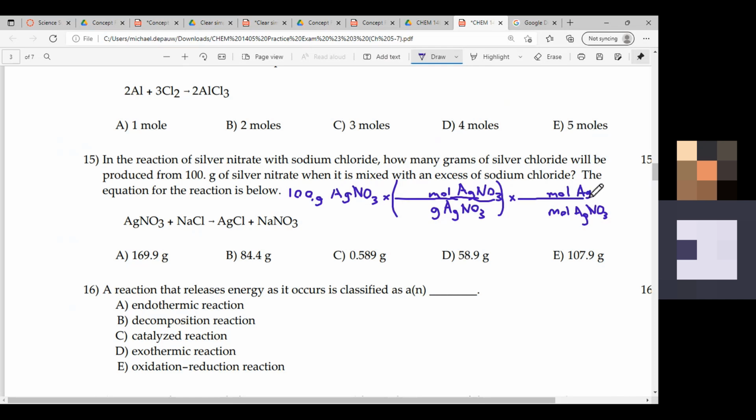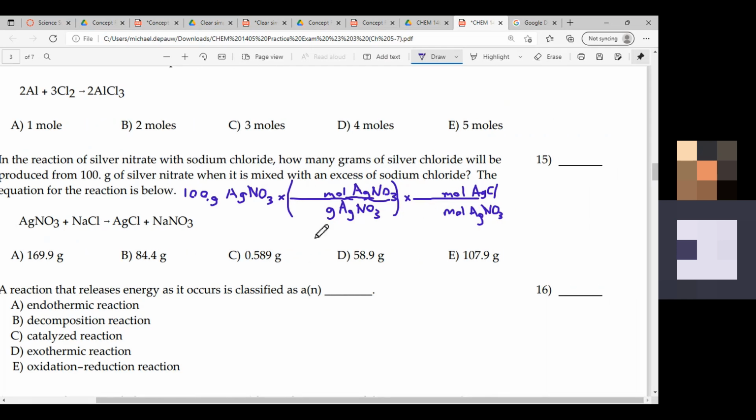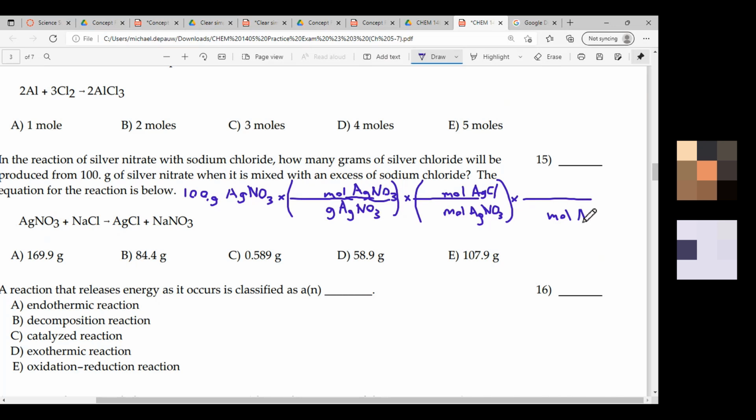So the only way to change the substance, the only way to go from one substance to another substance is a mole-to-mole ratio. In this case, the mole-to-mole ratio is going to come from the balanced chemical equation. We'll deal with that in just a bit. And then what's going to come on the bottom of the next conversion factor? Moles AgCl. And then you're going to convert to grams of AgCl, right? You don't need the molar mass for that.